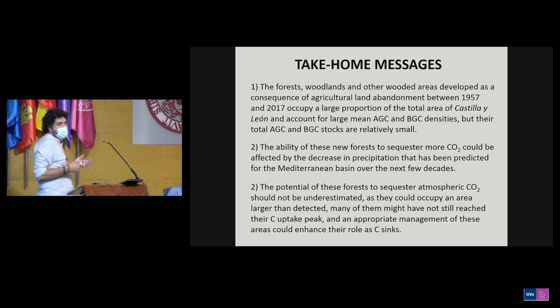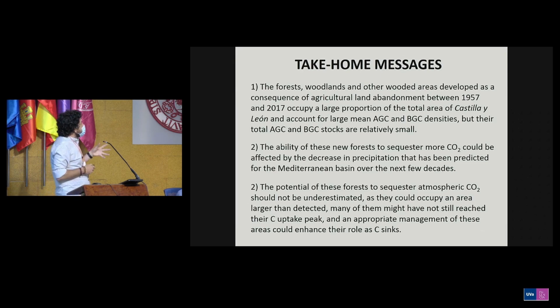So, some take-home messages. The forests, woodlands, and other wooded areas developed as a consequence of agricultural land abandonment between 1957 and 2017 occupy a large proportion of the area of Castilla y León and account for large mean above-ground and below-ground carbon densities, but the total above-ground and below-ground carbon stocks are relatively small.